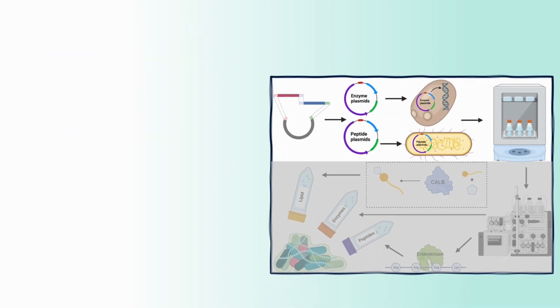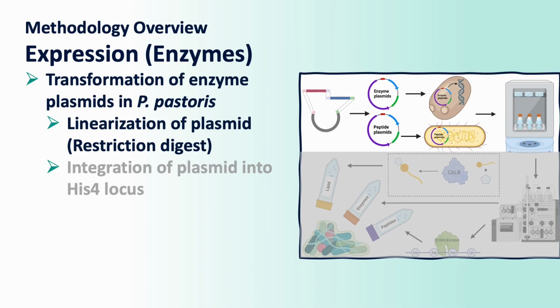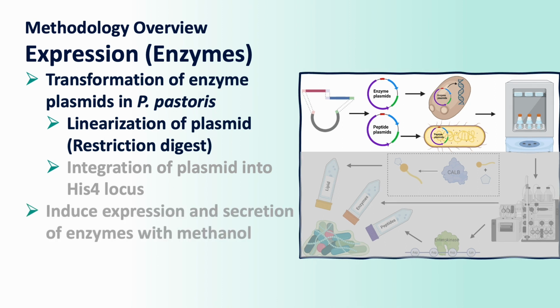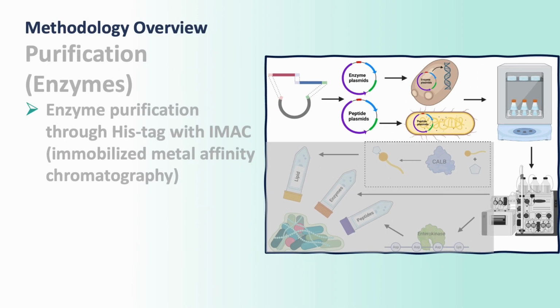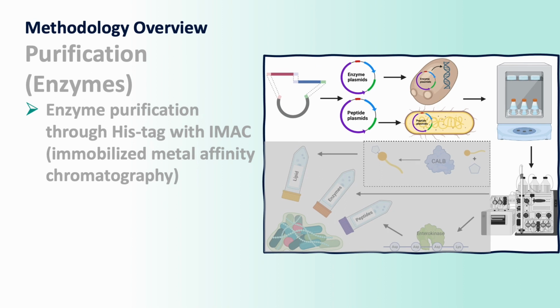Before the transformation of the enzyme plasmids into Pichia pastoris, the plasmids were linearized through a restriction digest with SalI, therefore enabling the integration of the DNA sequences into the HIS4 locus in the yeast genome. Methanol can be utilized to induce the expression of enzymes, which should then lead to their secretion. The secreted enzymes can be purified through the His-tag with immobilized metal affinity chromatography, or IMAC.